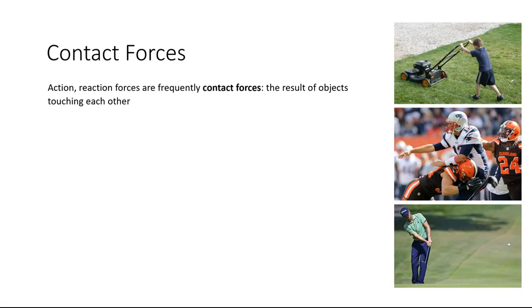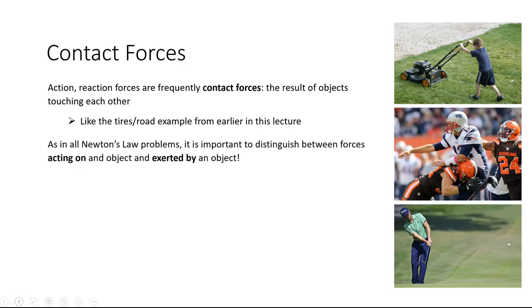Okay, so let's talk a little bit more about contact forces. So remember, these are just the result of objects touching each other. They're always going to come in action and reaction pairs, and these are probably the most common types of forces. So several examples of contact forces. Anytime you have two objects touching and pushing on each other, you're going to get a contact force. So earlier in the lecture, we talked about the force of the tires of a car on the road, and we talked about the resulting reaction force of the road on the tires. Those are both contact forces. Those two things are touching, and they come in an action-reaction pair. We'll see lots of examples of contact forces.